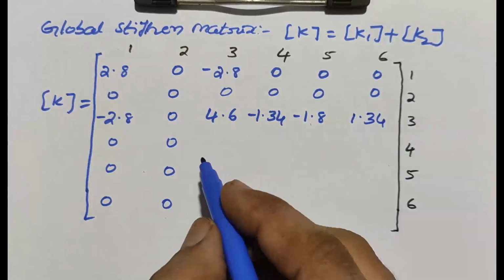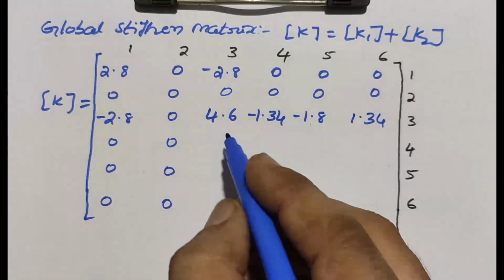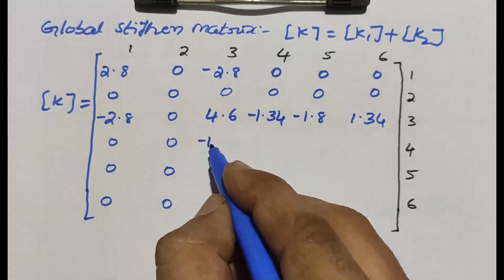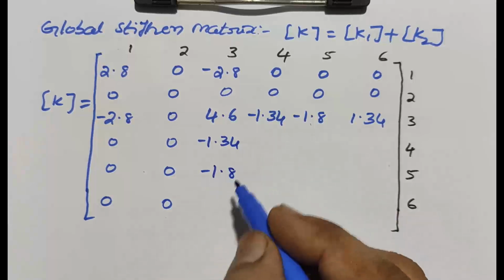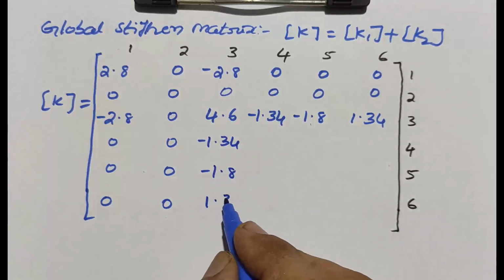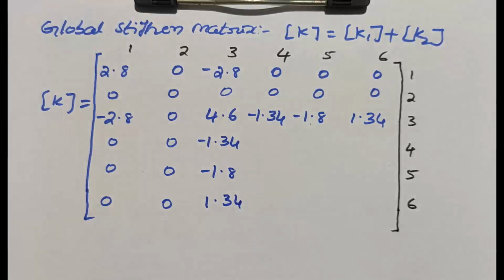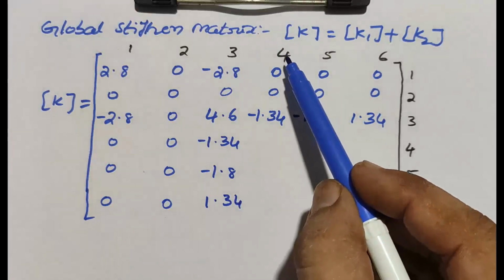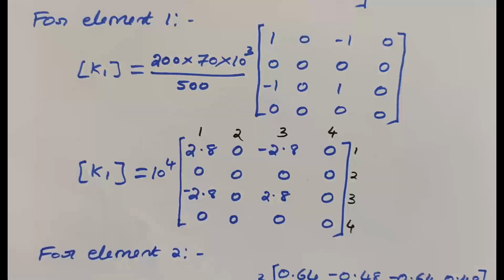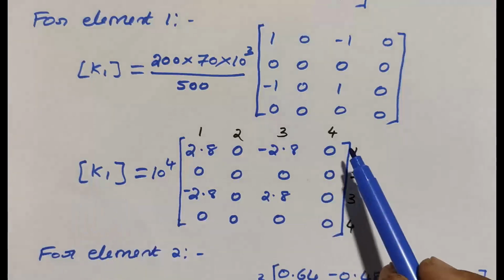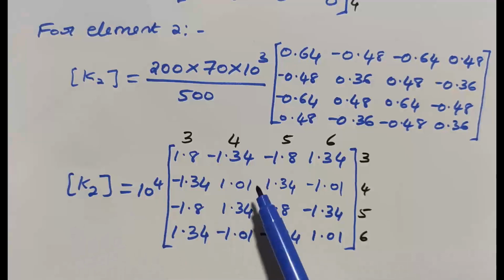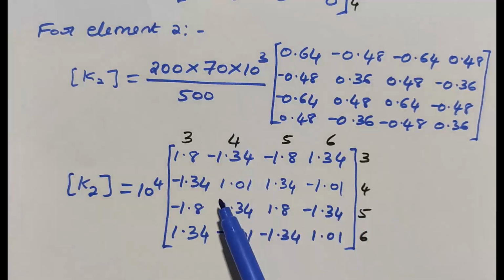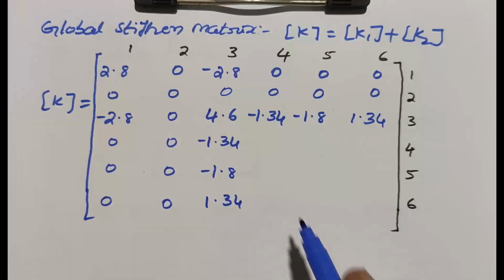Due to symmetry, you can write this third column. It is minus 1.34, minus 1.8, 1.34. Next, we need the element corresponding to 4 and 4. See, in K1, the element corresponding to 4 and 4 is 0. In K2, the element corresponding to 4 and 4 is 1.01. Therefore, here it is 1.01.